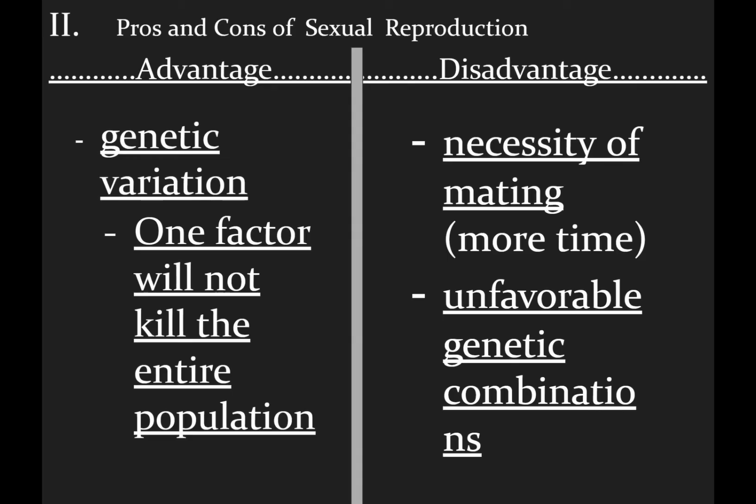Real quick, here are the advantages of sexual reproduction. 1, genetic variation. And here's the essential question answer to number 1. The reason why genetic variation is good is because one factor will not kill the entire population. Let's put it this way, right? We found out that cancer is caused by DNA in your cells, right? By cells not having the proper checkpoints.